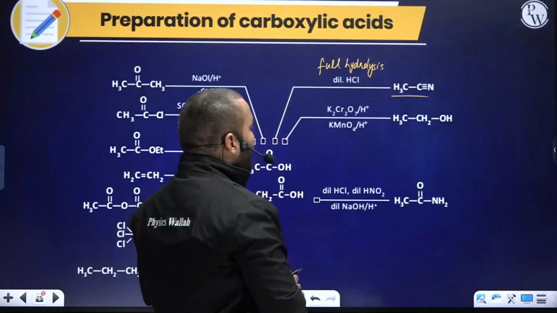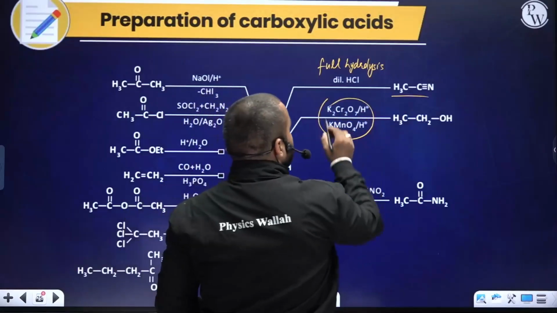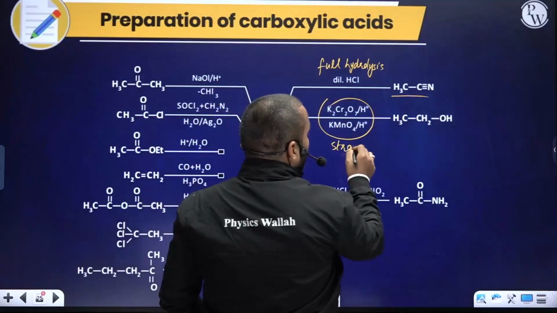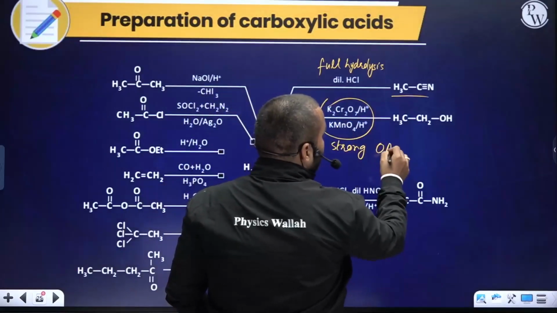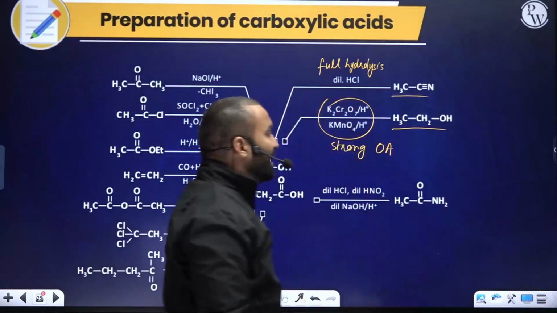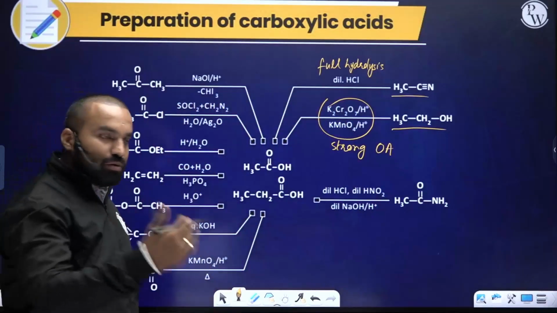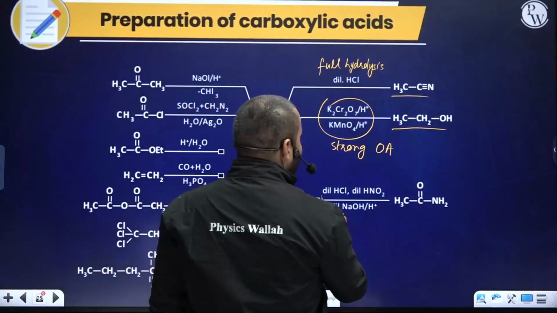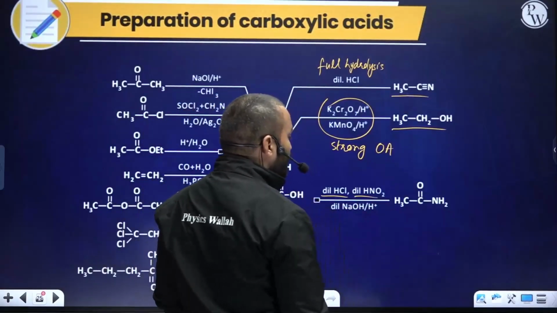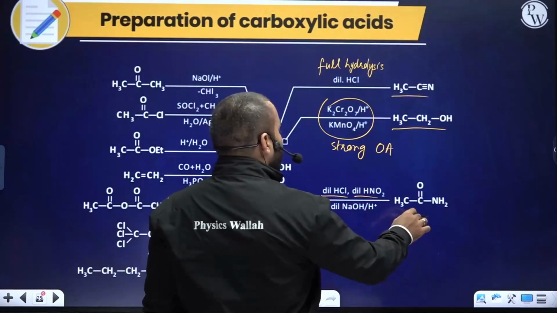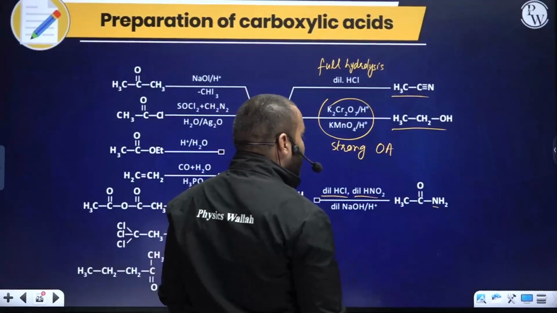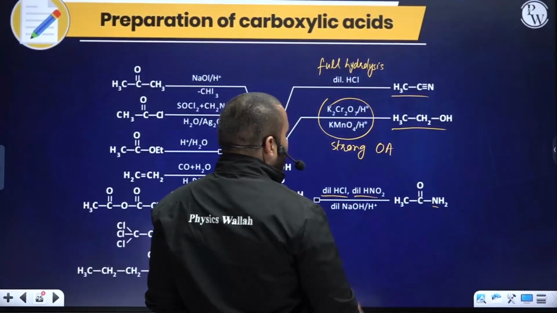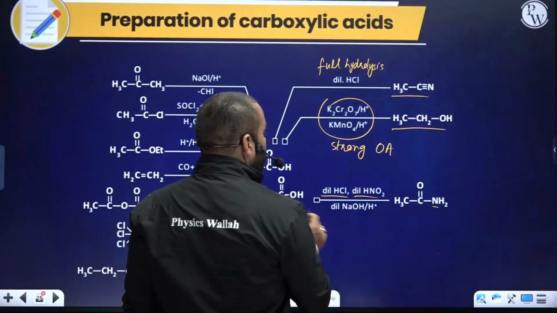K2Cr2O7 or KMnO4, they are strong oxidizing agents, which will convert an alcohol to an aldehyde and further the aldehyde to an acid. This is also a very important reaction to know: dilute HCl with dilute HNO2 will convert NH2 into diazonium. Then that will be converted into its corresponding acid.